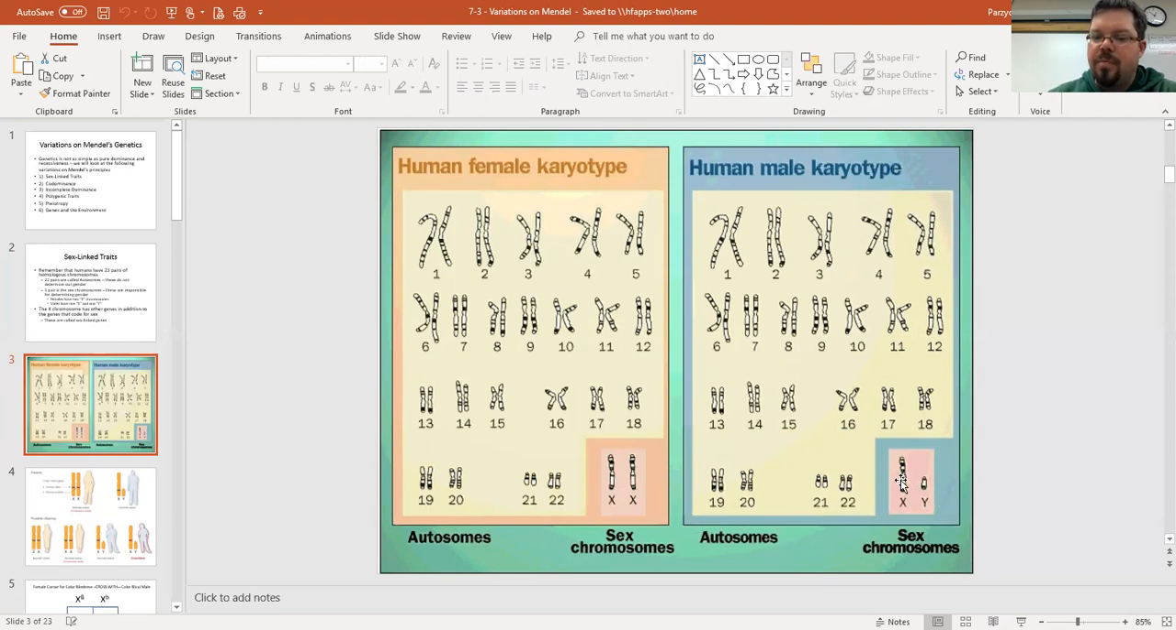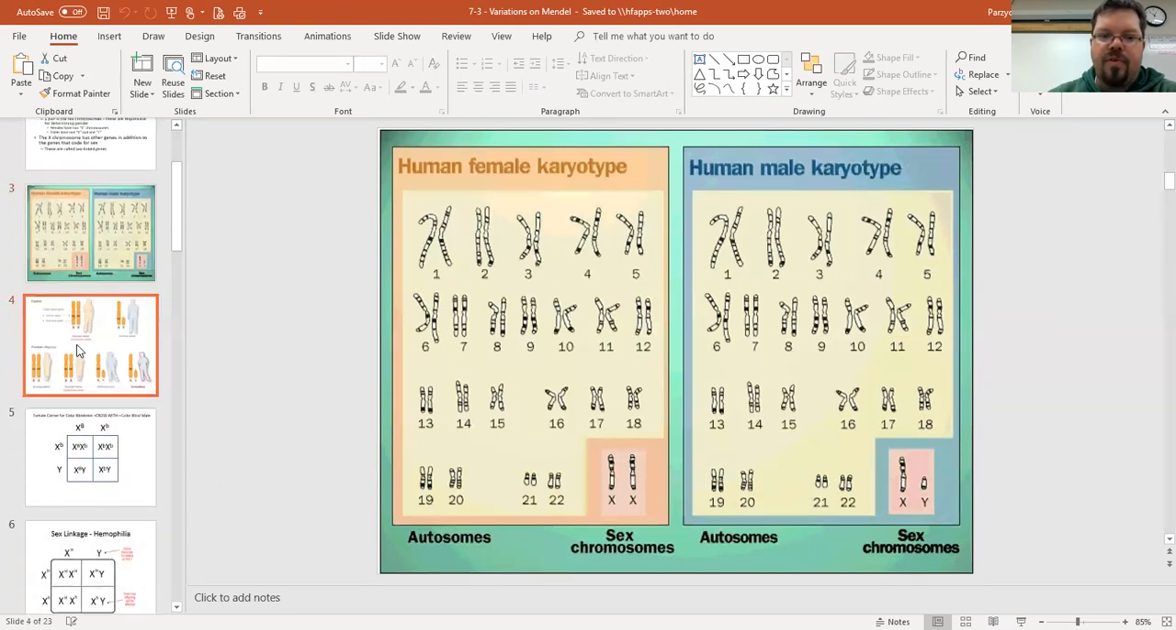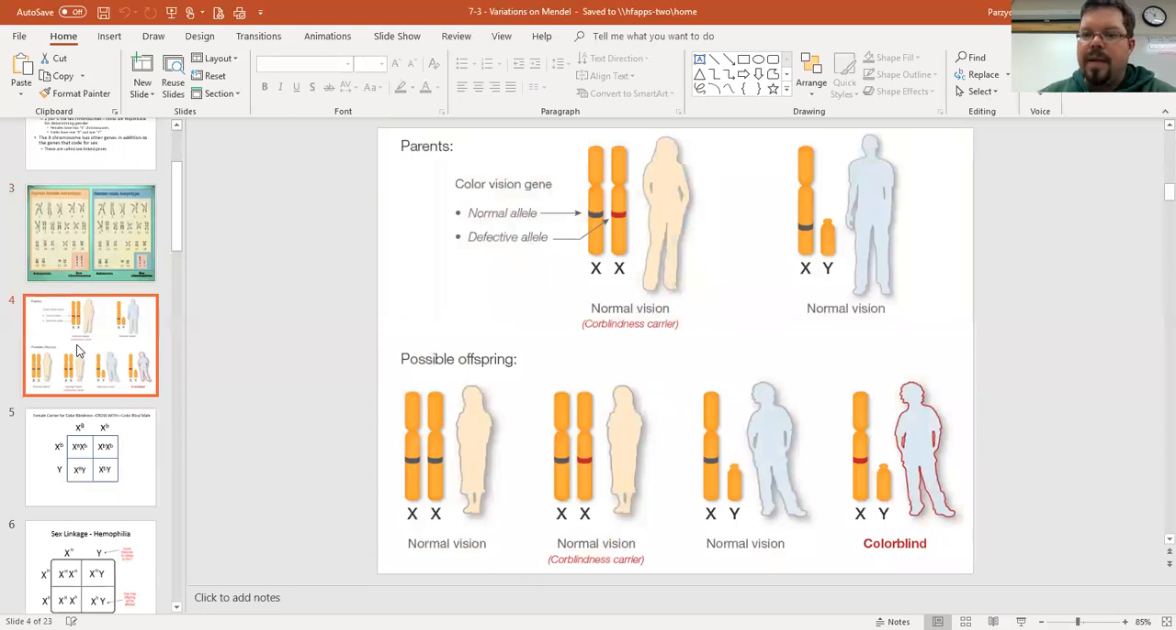This X chromosome carries information that determines gender, but it also carries some information about other traits, and a couple in particular that we're going to talk about starting right now. The first is color blindness. I don't know if any of you know anybody that's colorblind, or maybe some of you might be colorblind. It's one of those traits or characteristics.